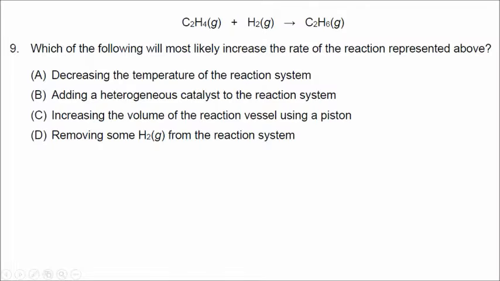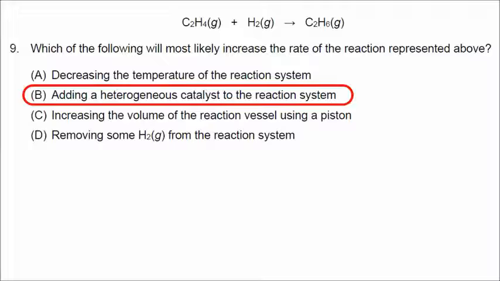Number 9 is talking about rate of reaction. If you decrease the temperature, that's going to make the reaction slower in general. If you increase the volume of the reaction vessel using a piston, that's not really specific in terms of reaction rates. We haven't talked about that in chapter 14. And again, removing some hydrogen, that has more to do with a shift in the equilibrium. We haven't talked about that either. So the most obvious way to make a reaction go faster is to add a catalyst.